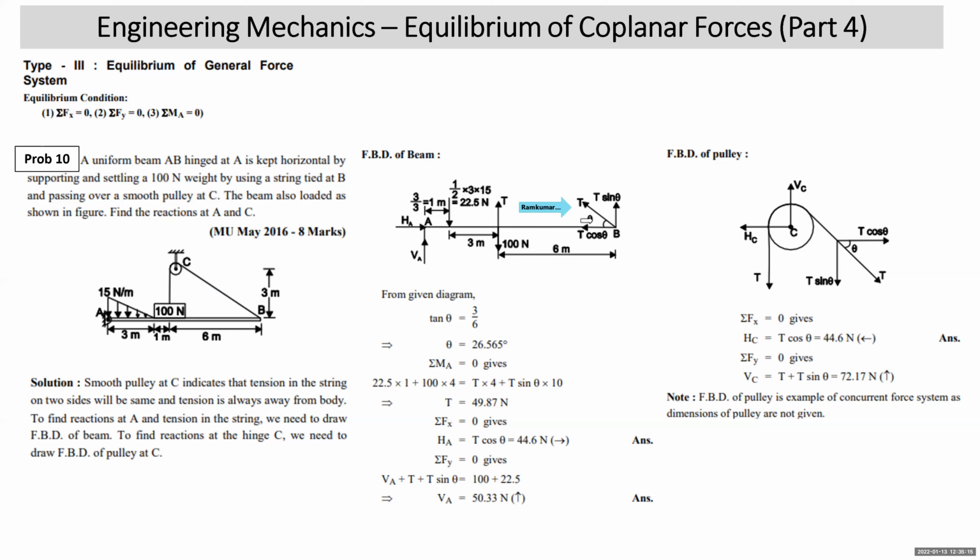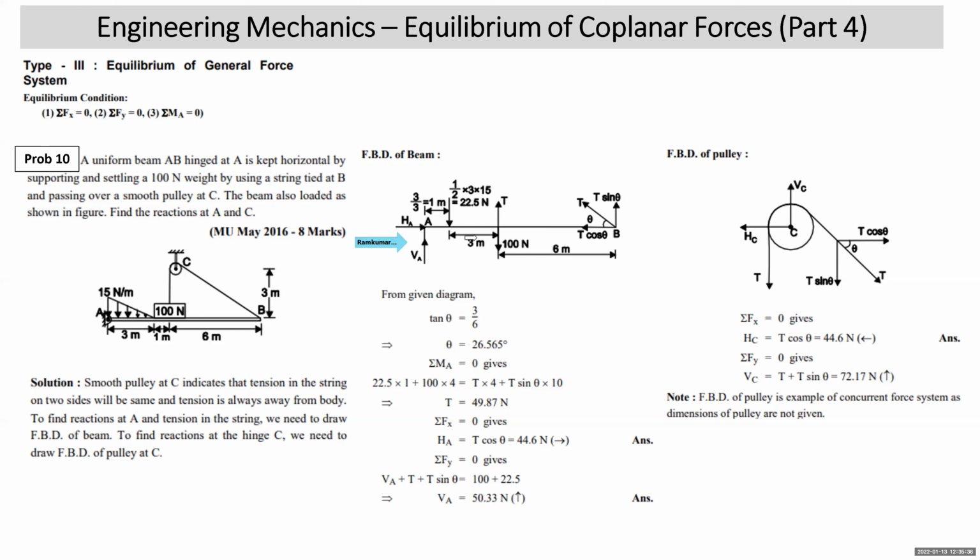Now you need to resolve this tension. It is acting at angle theta. Looking at the given diagram, tan theta is going to be 3 by 6, and that gets you the value of theta. Here you have resolved T cos theta and T sin theta: adjacent is cos, the other is sine. So your free body diagram is ready.